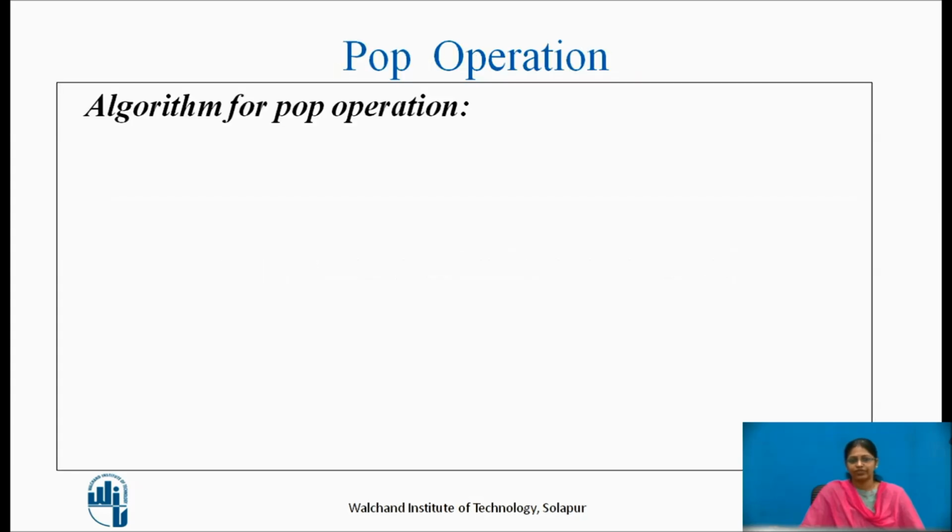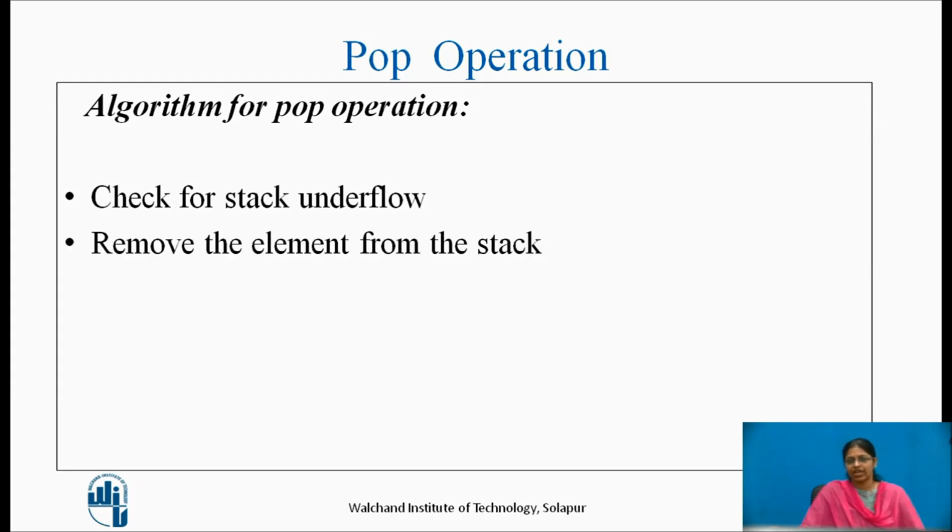Let us see the algorithm for pop operation. Pop operation is nothing but deletion of an element from the stack. For that, first we have to check for stack underflow. The stack underflow condition is checked by using the top position. If top is equal to -1, it indicates that the stack is underflown. If it is not underflown, then we have to go for the other two steps. That is, remove the element from the stack where the top is pointing and then decrement the top position by 1.